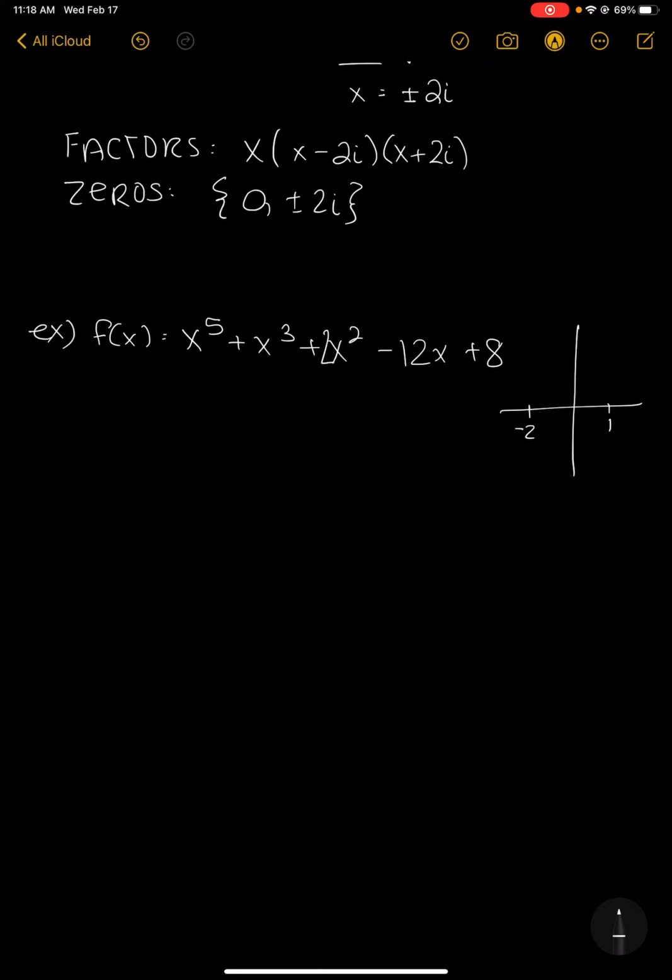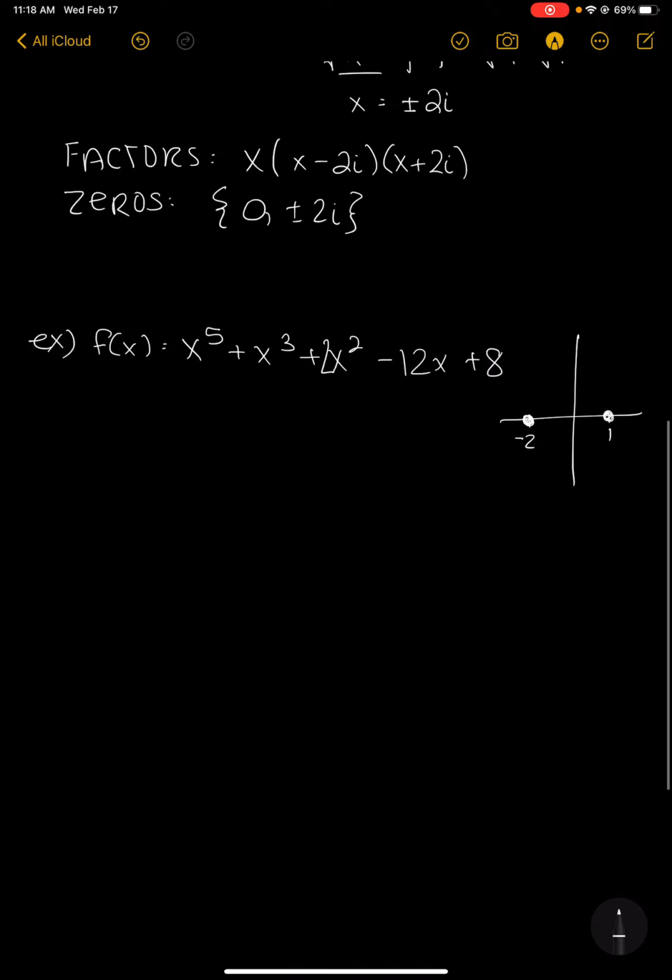And I'm going to sketch it. So we see that it looks like a cubic function, which makes sense because it's to the 5th. So it's an odd function that has that same shape. And we see that we have a 0 at -2, and it crosses, so that means it's an odd multiplicity. And we have a 0 at 1, and it bounces, so we know it's even.